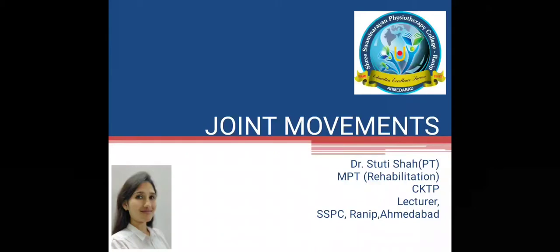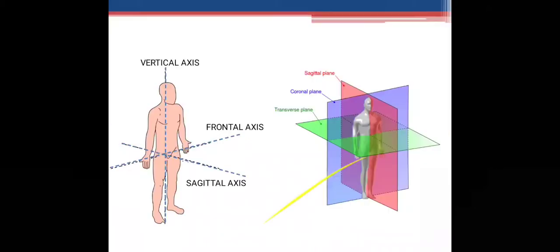I am Stuti Shah and today we are going to learn about joint movements. In my previous video, we have already learned about the axis and planes. That is, you had your vertical axis, your frontal axis and your sagittal axis, and then you had your sagittal plane, your transverse plane and your coronal plane, that is also termed as your frontal plane. Today we are going to see how these movements are occurring in these axes and planes.